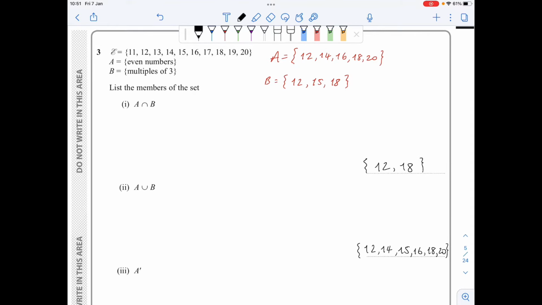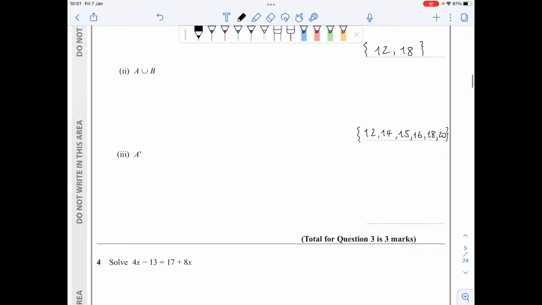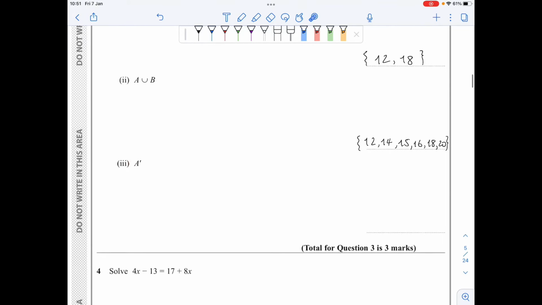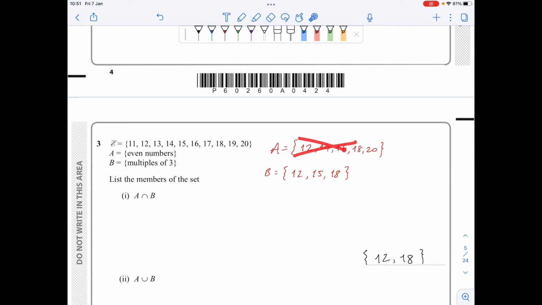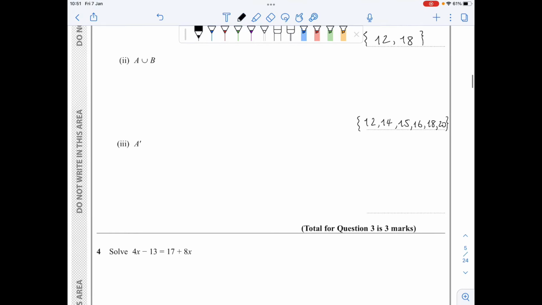And then for the last part, A dash. Now these are the elements that are not in A, but are in the universal set. So exclude all the elements of A. What is left is A dash. So I've got 11, 13, 15, 17, and 19.